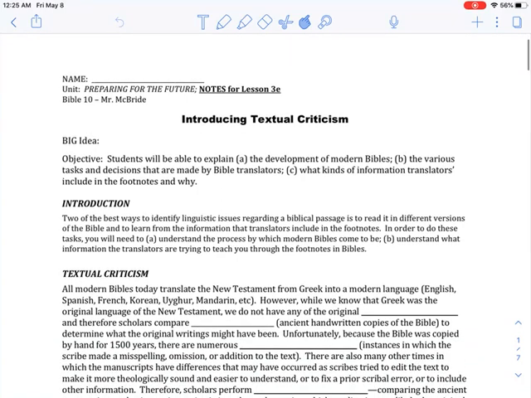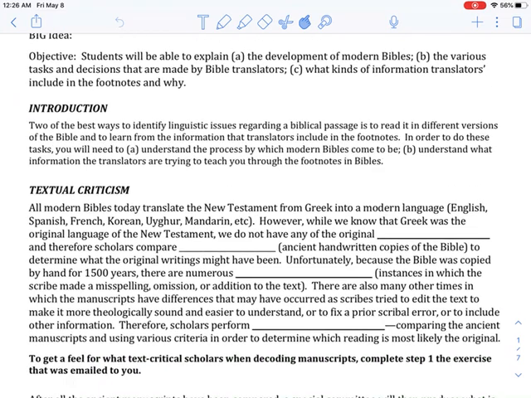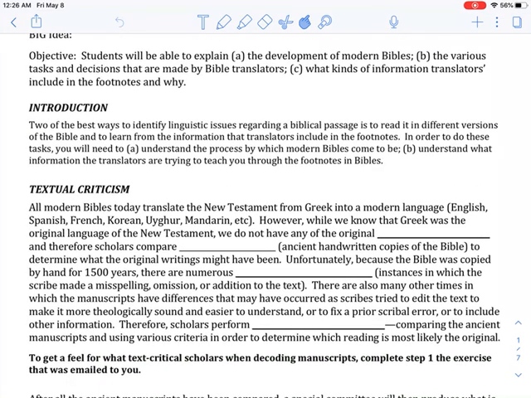So, textual criticism is trying to find the original words of the Bible. And if you recall from our first lesson on Lesson 3, two of the best ways to identify linguistic issues regarding a biblical passage is to read it in different versions of the Bible and to learn the information that translators include in the footnotes. Translation and recovering and examining the original words of the Bible is a part of linguistic studies. And so this is our goal.